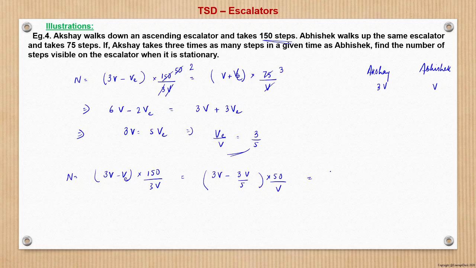So basically this becomes what? This is nothing but 15 12 by 5 v upon v into 50. So 10 times v cancels out, it becomes 120 steps. So pretty easy question. We first found out the ratio between the speed of person and speed of escalator, and then we substitute the same in any one of the case. Here we have to find the number of steps, and number of steps is equal to 3v minus v into, that is effective speed into time. So using that we obtain the answer as 120 steps.